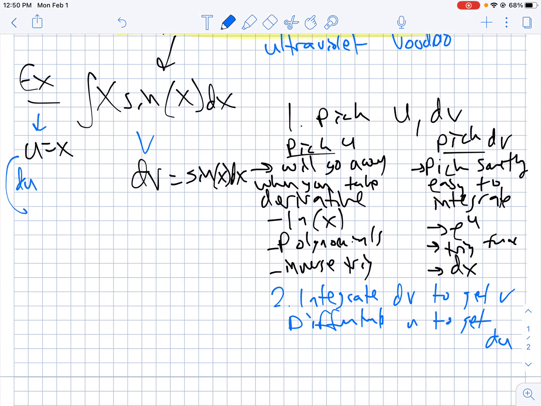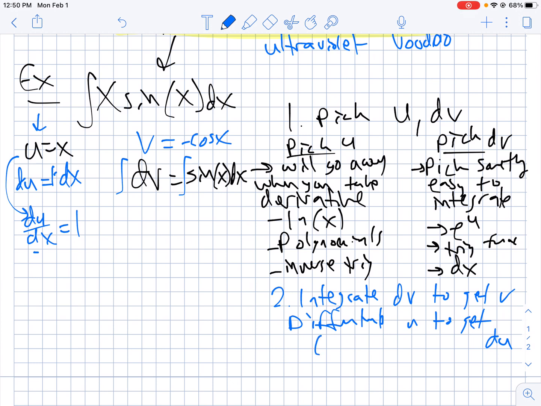So if you take the derivative of this, we know that du/dx is just equal to 1. So my du is just equal to 1 times dx. And then for my v, if I integrate this, the integral of sine we know is negative cosine of x. We're not going to put the plus c. We're going to put the plus c in at the end.